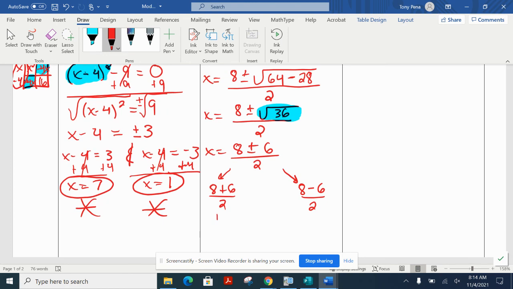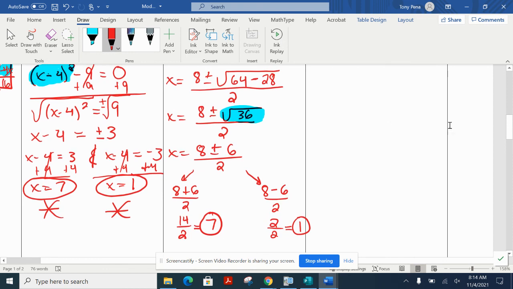So from here, this is 14 divided by 2. And then again, not surprisingly, that gives us the 7 that we knew we were supposed to get. And then we do 8 minus 6, which is 2 divided by 2. That will give us the 1 that we knew we were supposed to get. Okay. So that's 3 ways that we've done this.